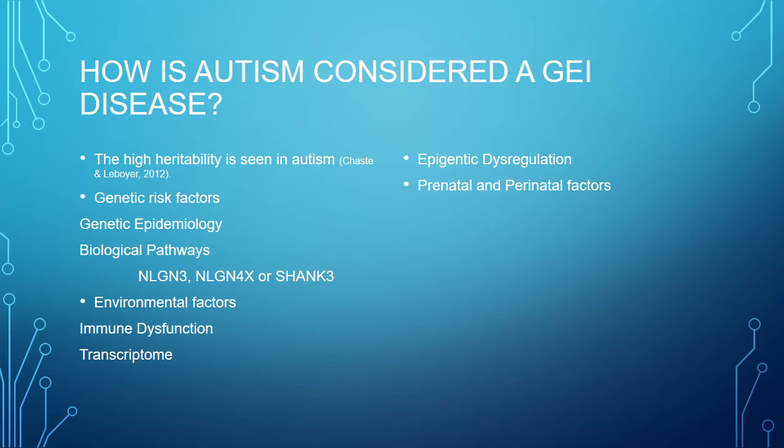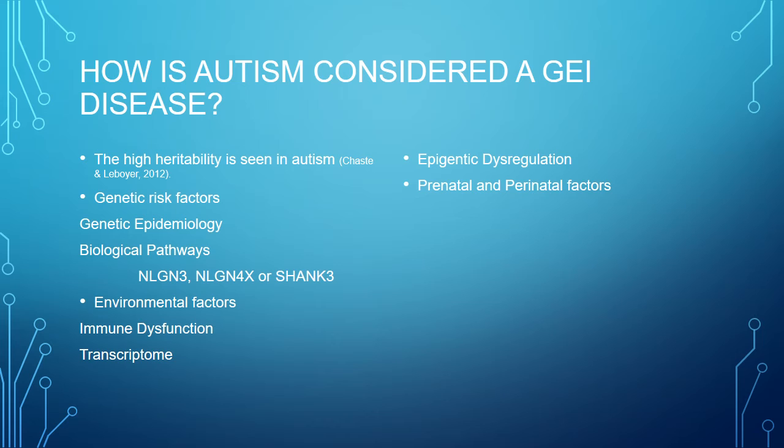For the first point, there is high heritability, such as I described for a gene. The definition of a gene is the basic unit of heredity, and this is seen in autism. Gene factors include genetic epidemiology and biological pathways. Genetic epidemiology is the study of the gene factors with the environment factors. This is basically what I was talking about when I was stating the twins' likelihood of getting autism.